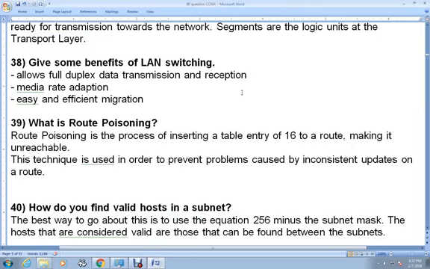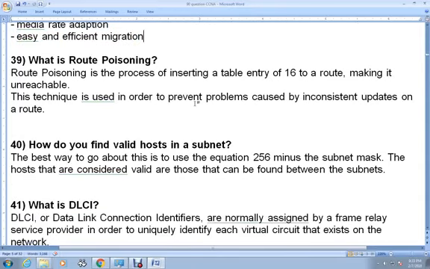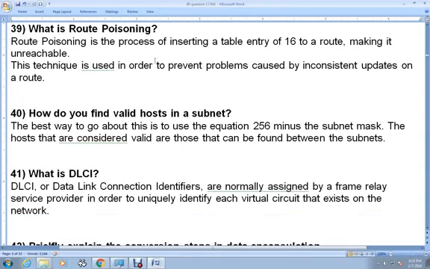Next question, give some benefits of LAN switching. Very simple: it allows full duplex data transmission and reception, media rate adaptation, and easy and efficient migration. Okay. Next question, what is route poisoning?